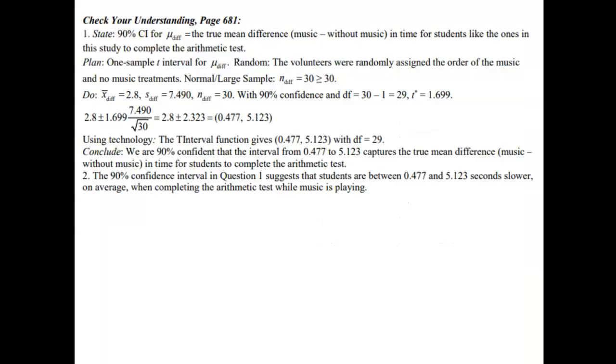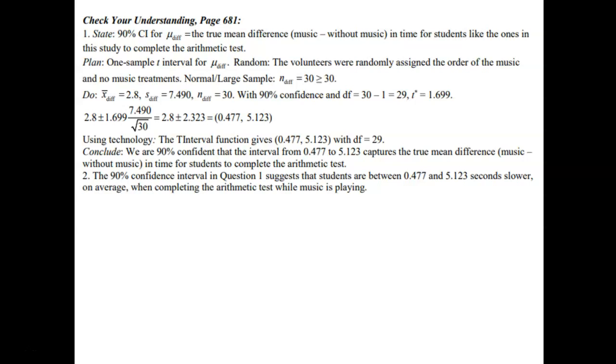Here you go. All right, so state a 90% confidence interval for the mean difference, which is the true mean difference in music minus without, in time for students like the ones in this study to complete the arithmetic test. It's important that they say like ones in this study because remember, these were volunteers. All right, they're going to plan it out because we're matching pairs. This becomes yourself, beginning and after.